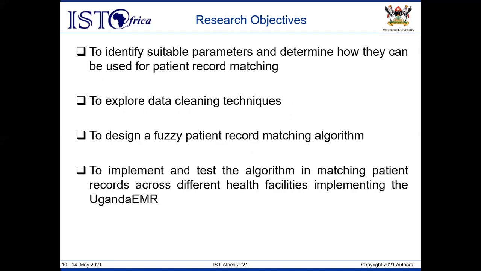Our research objectives were: one, to identify suitable parameters and determine how they can be used for patient matching; two, to explore data cleaning techniques; then to design a fuzzy patient matching algorithm, and to implement and test this algorithm in matching patient records across different health facilities that are implementing Uganda EMR. Uganda EMR is the Uganda National Medical Record System, which is based on the OpenMRS system.